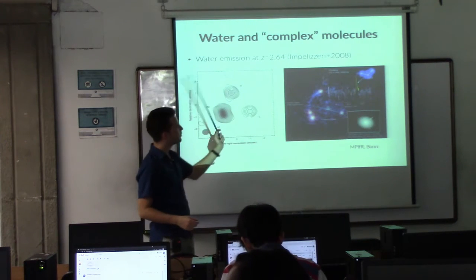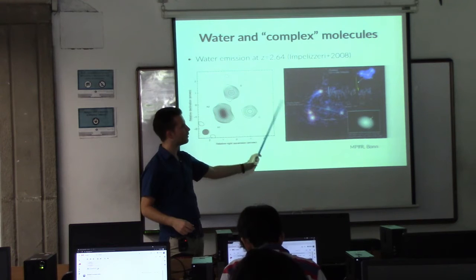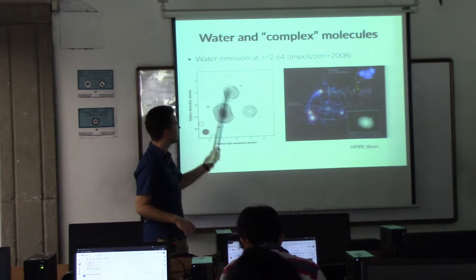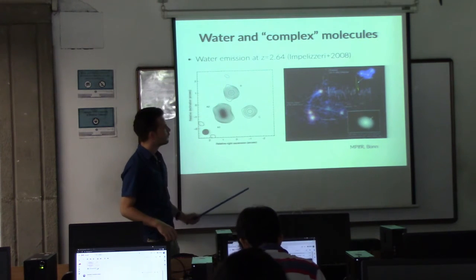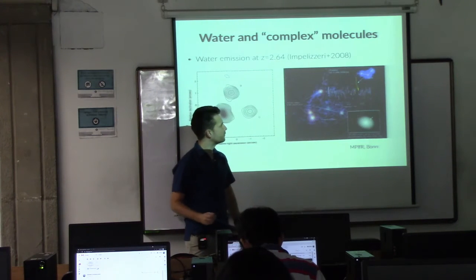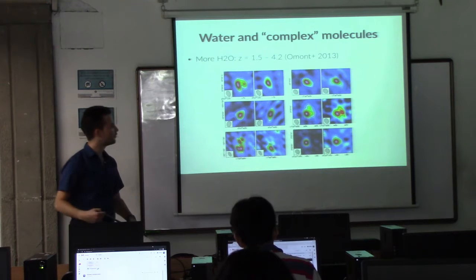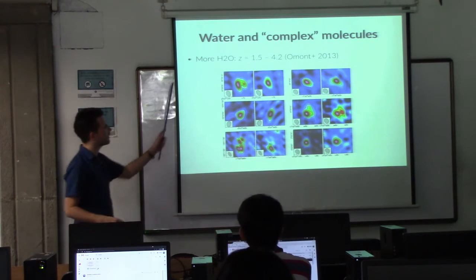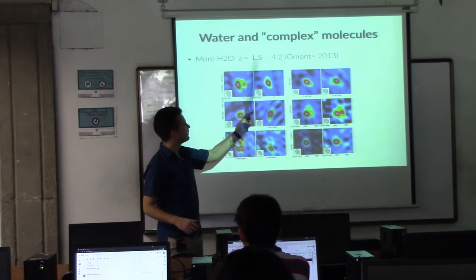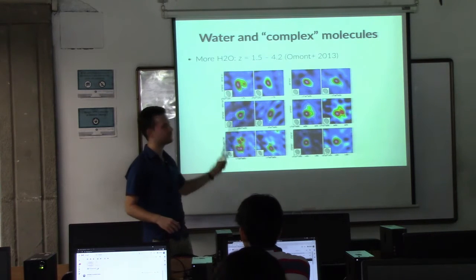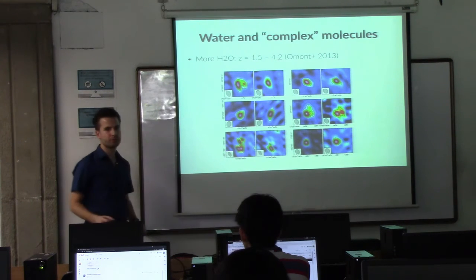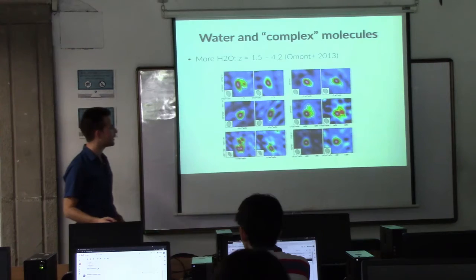So this is an older paper from 2008. It was a Nature paper by Impellizzeri, where they found water in this high redshift quasar. People have been doing it also in normal star-forming galaxies. So this is water emission from galaxies from redshift 1.5 to 4.2, taken with the Plateau de Bure interferometer, now called NOEMA in France.